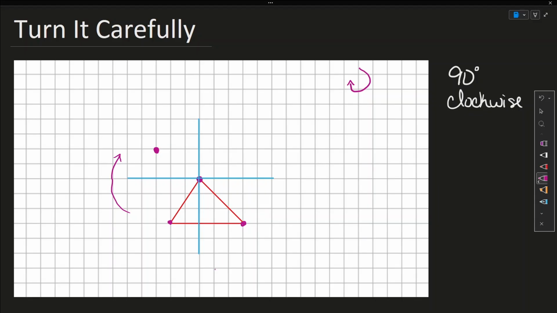We'll do something similar to this one. It's going to end up over here. It's actually over 3 and down 3, so now I'm going to go over 3 and down 3 again, to this point here. Then we can connect the dots of this triangle, and we have our new rotated triangle.